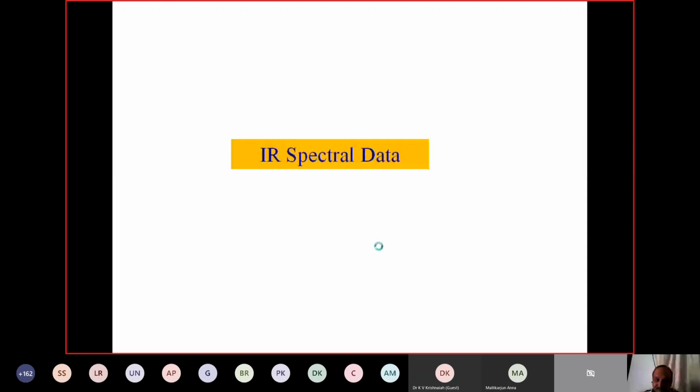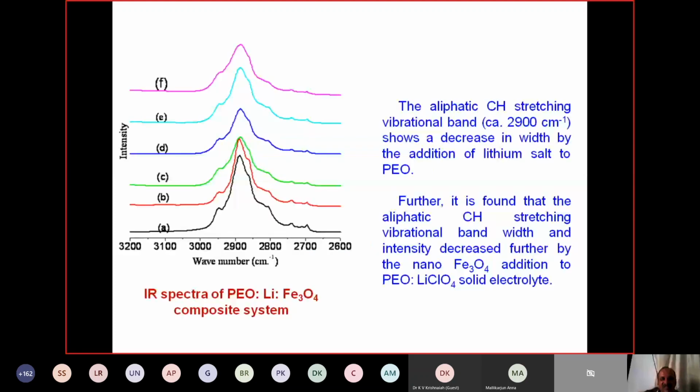So far we discussed XRD and SEM, that means X-ray diffraction patterns and scanning electron microscopy photographs, and the differential scanning calorimetry data. That data shows that whatever nanoparticles we add to the polymeric material disturb the crystalline nature of that electrolyte material, the host material. That means it is increasing the amorphous nature. But from the IR data, we can study the structural changes, how they are taking place in that polymeric material. You see here, this is the range between 3200 and 2600 that we recorded.